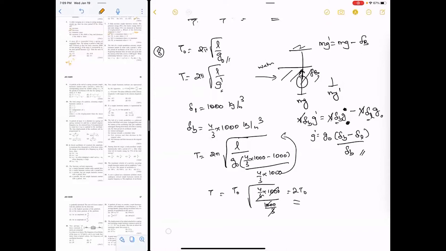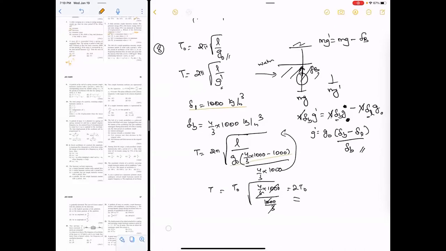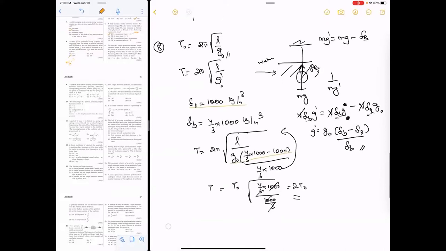Right? Now what I have done, V gets cancelled. I have taken g naught common and the density of body goes to the denominator. g dash is g naught into (density of body minus density of liquid) by density of the body. This is the g dash value. I have substituted that here. If you want, you can calculate here. g naught into density of body, he gave 4000 by 3, minus density of liquid, density of water is 1000, no, by 4000 by 3.